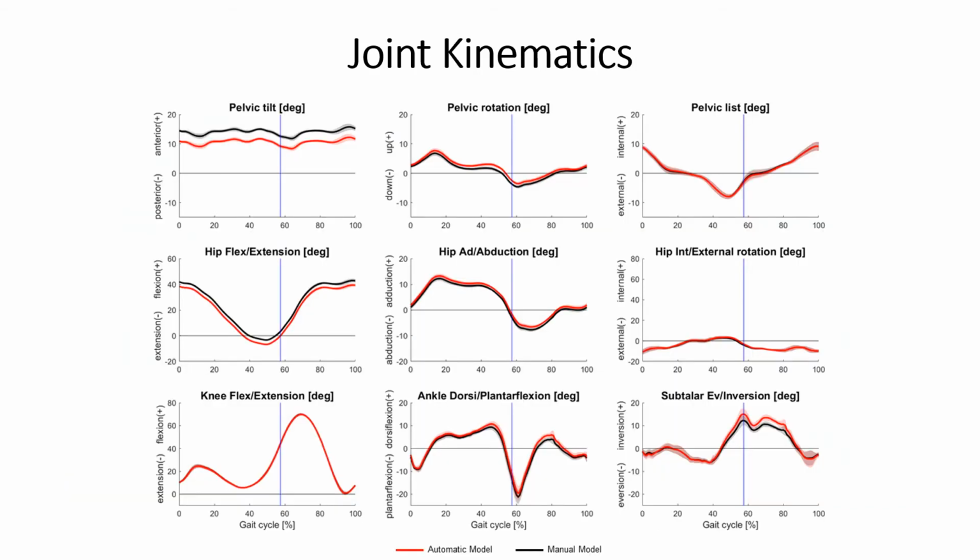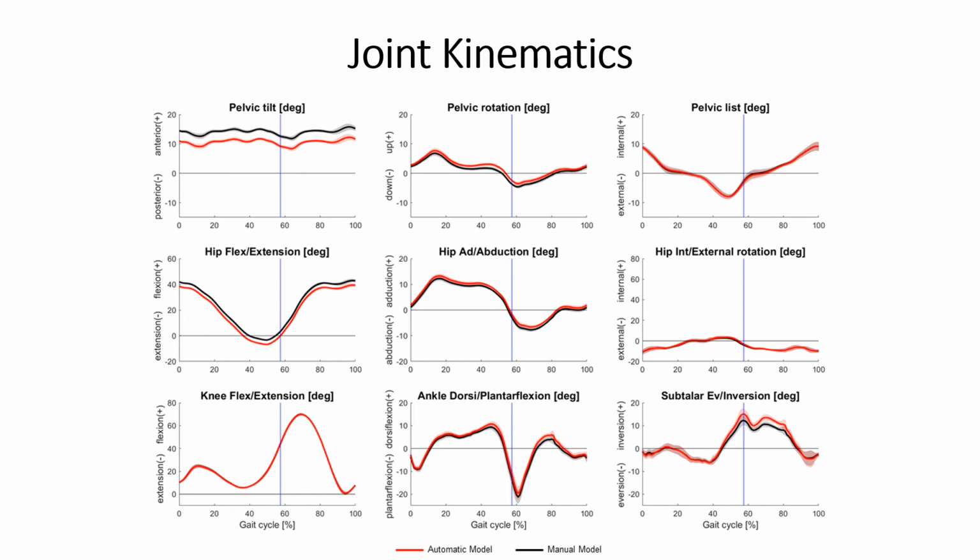To quantify the effects of model differences on joint angles and moments, we simulated 6 gait trials using the automatic model created from the worst quality bone geometries and the corresponding manually built model. We compared the obtained waveforms using a statistical parametric mapping two-tailed t-test.